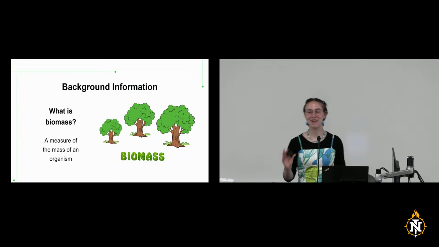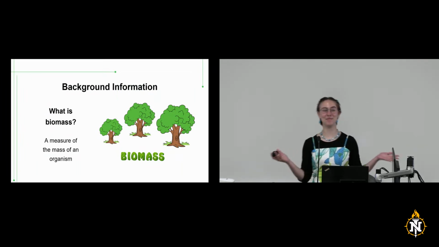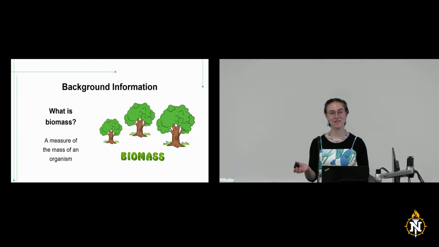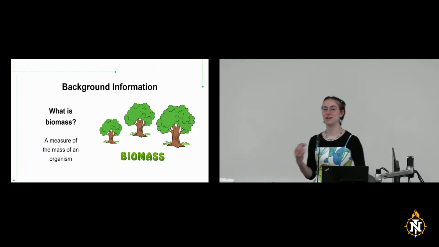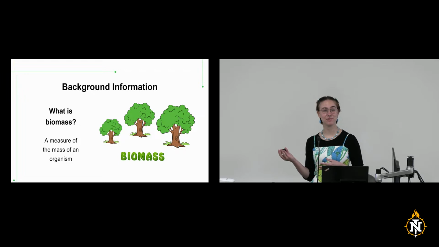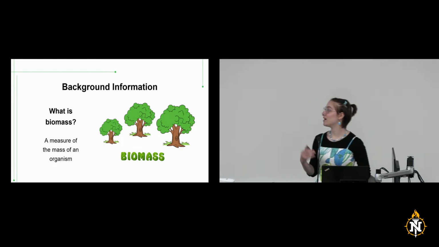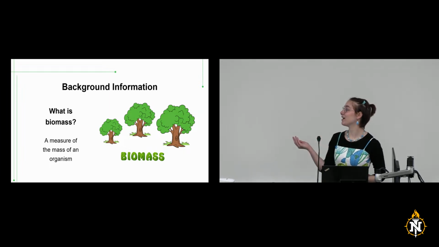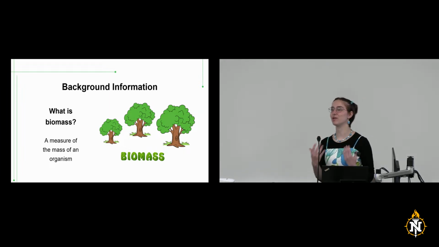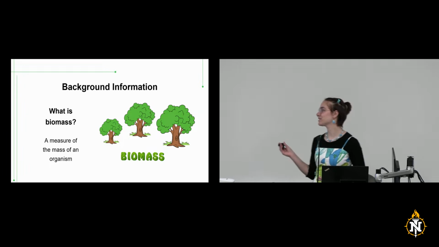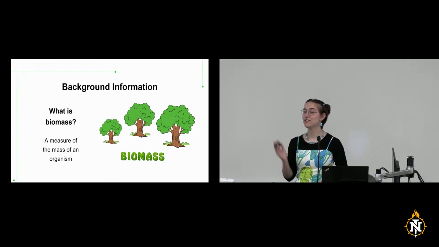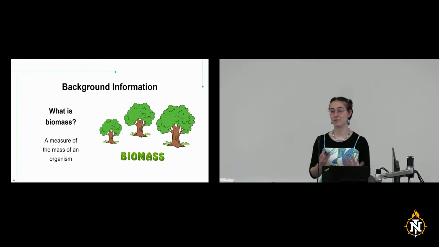So first, some background information. What is biomass? Biomass is a measure of the mass of an organism, and it's typically used to compare species within and across ecosystems. But for our purposes, biomass is used as an indicator of carbon storage potential or carbon sequestration potential in trees. So the assumption here would be that as the biomass of the tree increases, so does its potential for carbon sequestration.